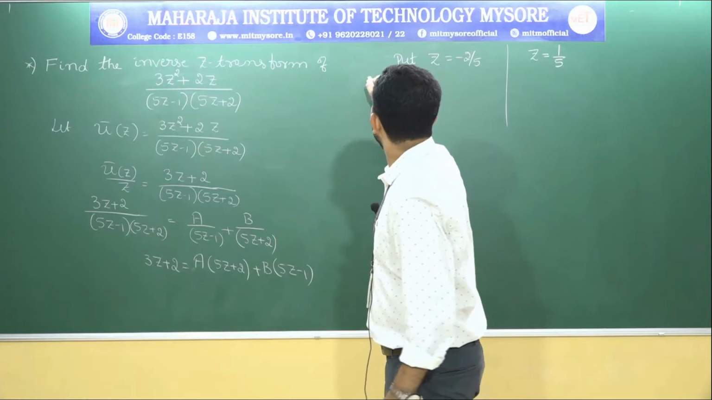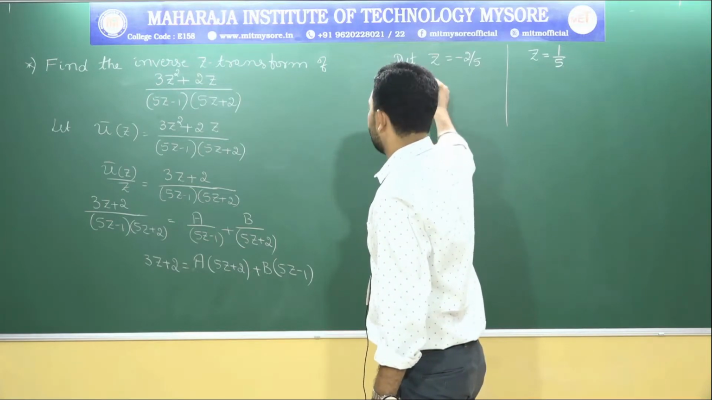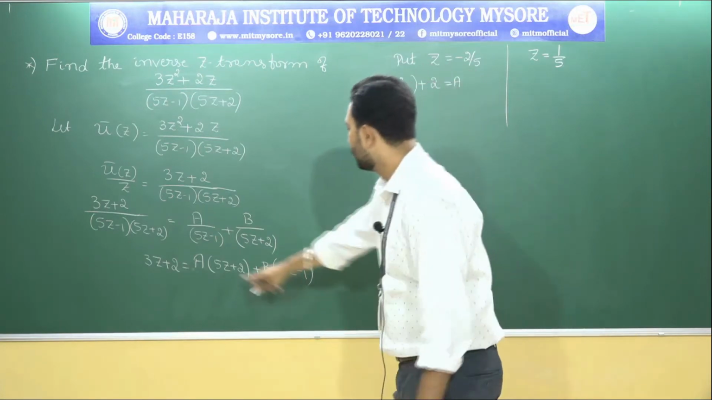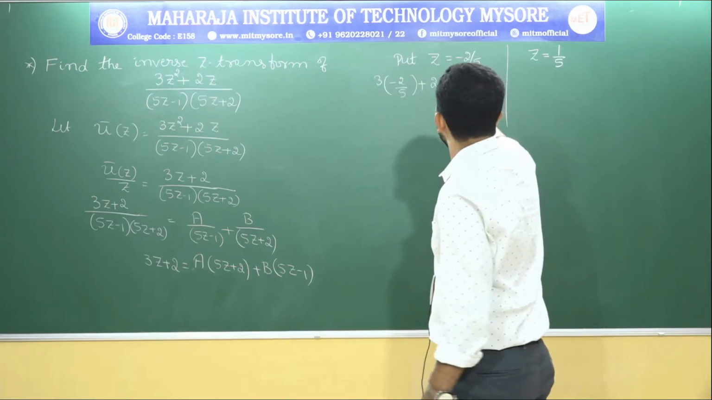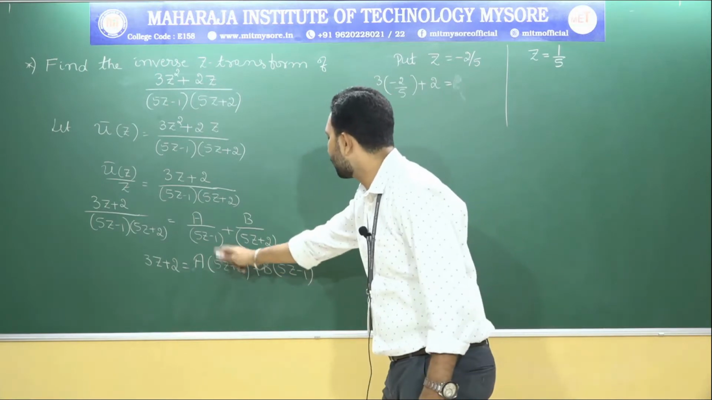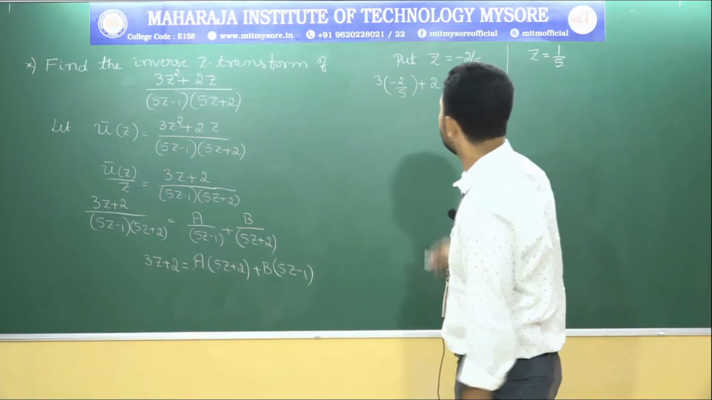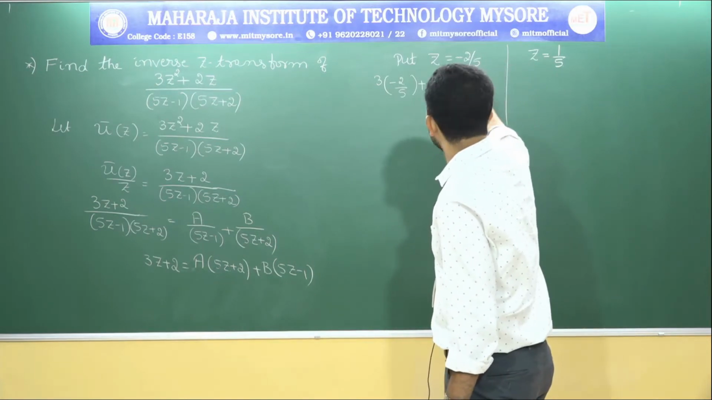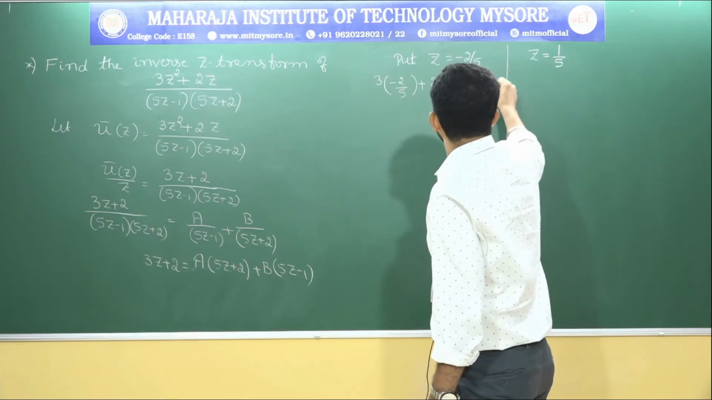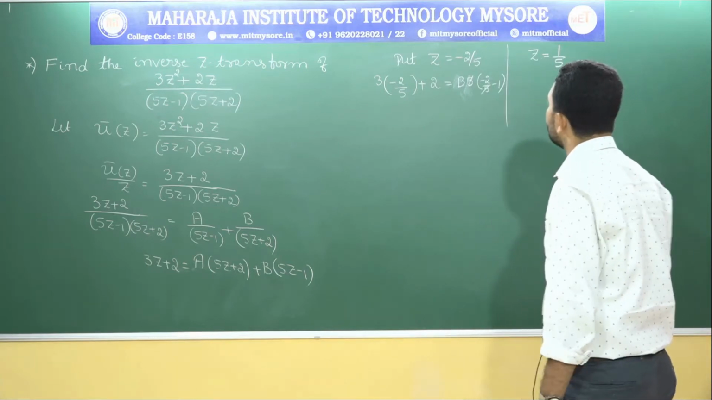Then this becomes 3 into z minus 2 by 5 plus 2 equals a into 5 into minus 2 by 5, a into... so no need to write this. Minus 2 by 5, the 5 can get cancelled, minus 2 plus 2 is 0. So a into 0 will remain, with b into 5 into minus 2 by 5 minus 1, this 5 will get cancelled.